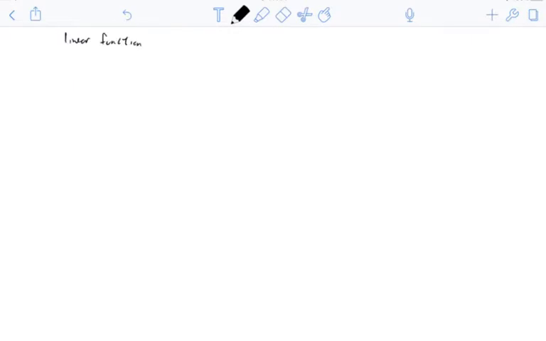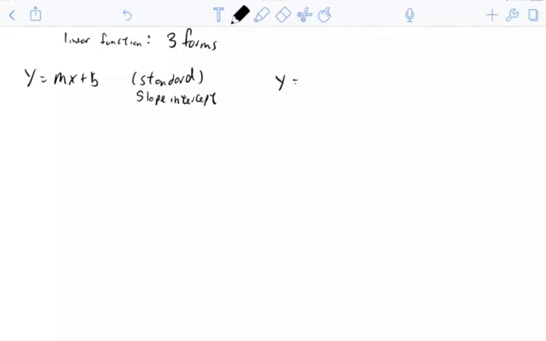Okay. So of all the different ways to write a specific linear function, there are 3 forms worth talking about. y is equal to mx plus b. This is the standard form, or slope-intercept form. And we've already talked about it quite a bit. There you go. There it is.